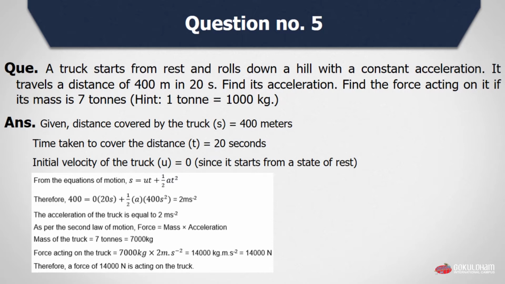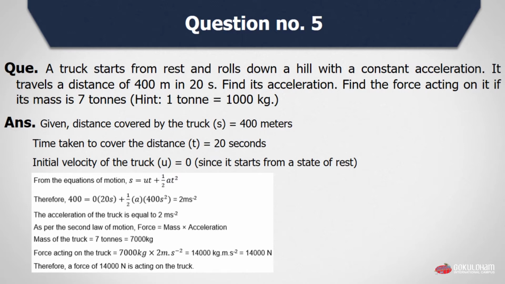So we'll substitute all these values in our equation, and we'll get 400 equal to 0 multiplied by 20 seconds, where 0 is our initial velocity and 20 seconds is time taken, plus 1 by 2 a. We don't have the value of a, we have to find it, so 1 by 2 multiplied by a multiplied by 400 seconds square. By solving this equation we will get the acceleration as 2 meter per second square. So the acceleration of the truck will be equal to 2 meter per second square.